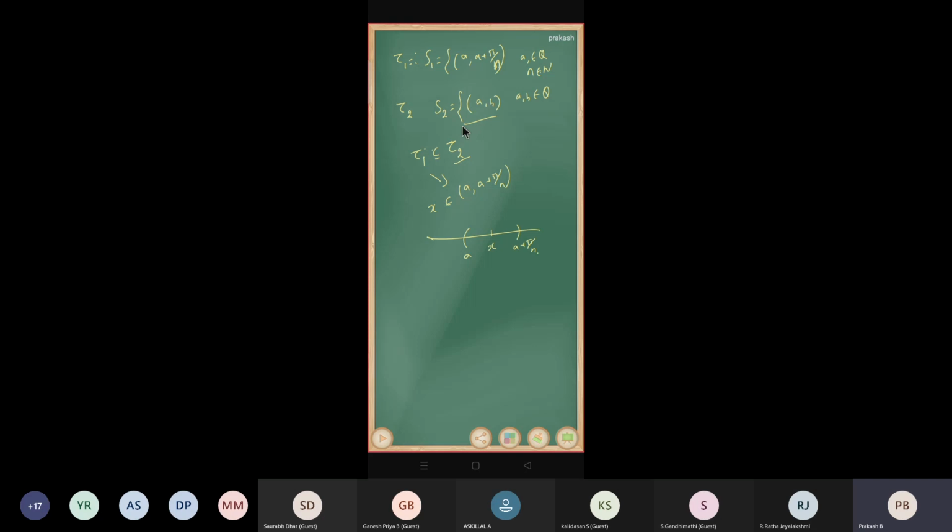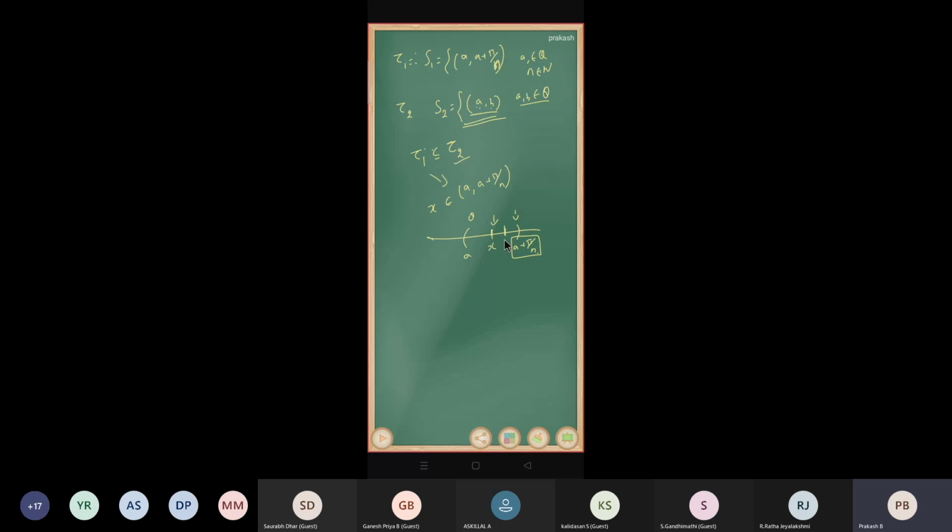Now we have to pick an element from S2, but in S2 our open interval has endpoints a and b which must be rational numbers. Here the left end is no problem, it is a rational number, but the right end is not rational. There is a pi here, so it is an irrational number, so we cannot take this one. So I'm going to use the result that in between any two reals there is a rational number.